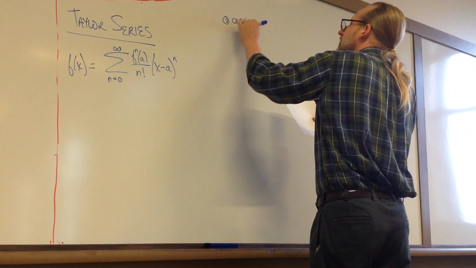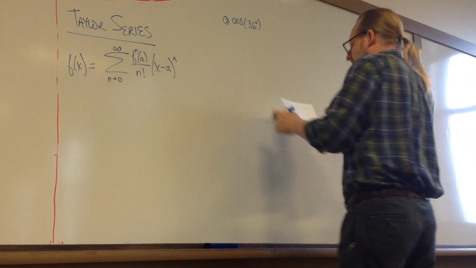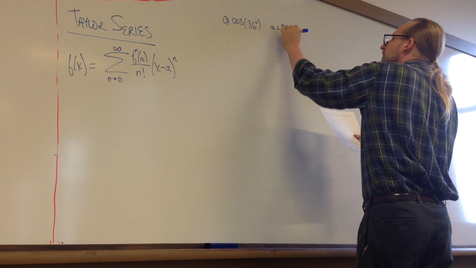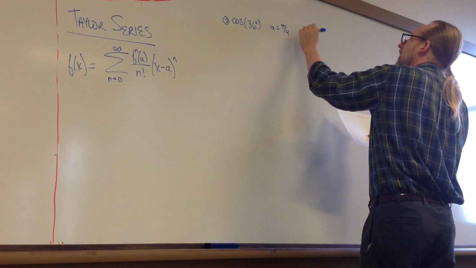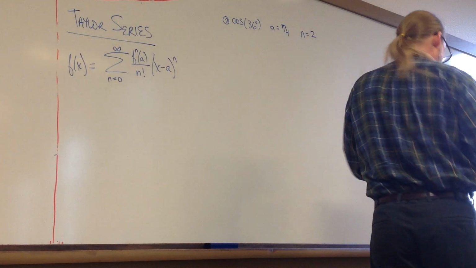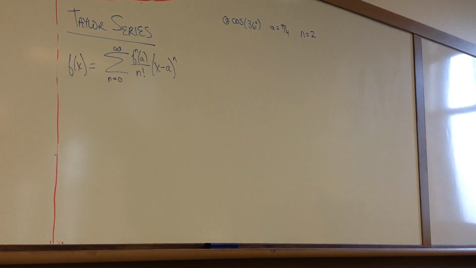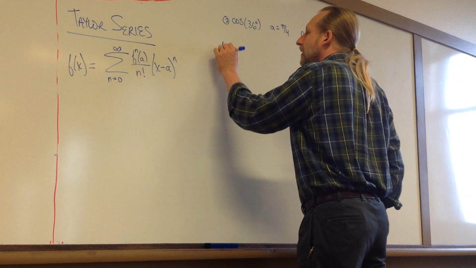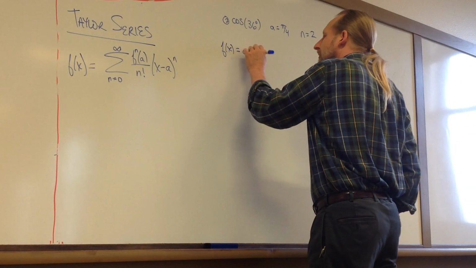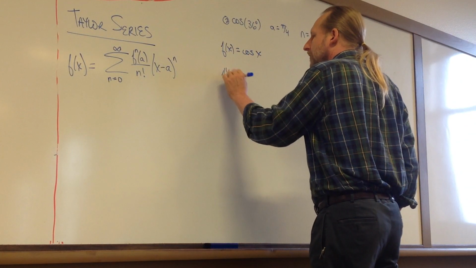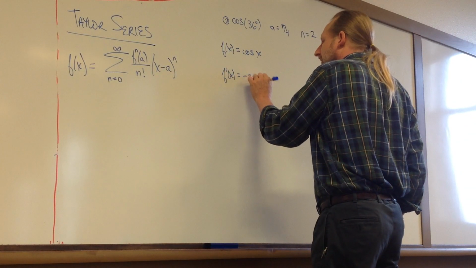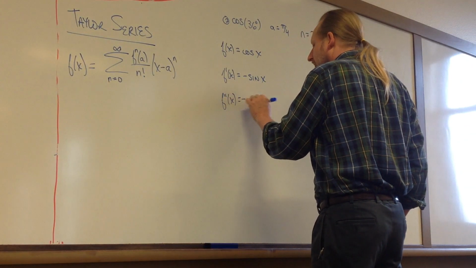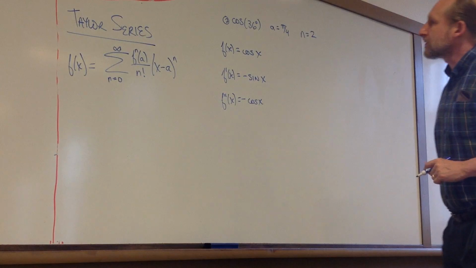We're looking at cosine 36 degrees with a equal to pi over 4 and n equal to 2. All right, so we need to go up to the second derivative. Our function is the cosine function. So our first derivative is negative sine of x, and our second derivative, negative cosine of x.